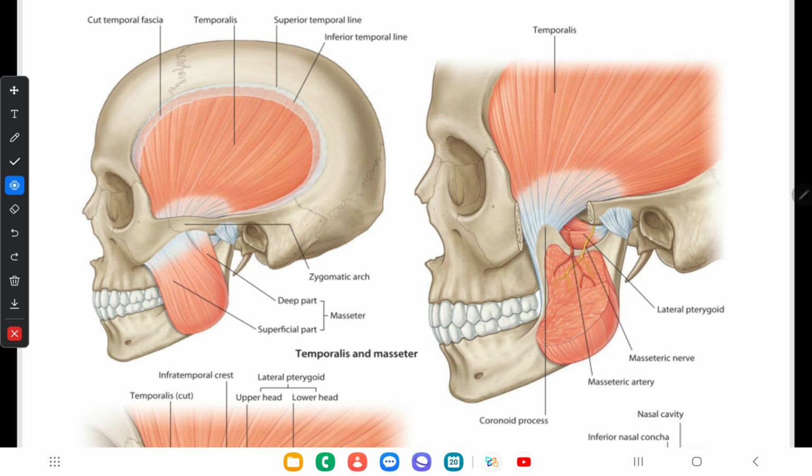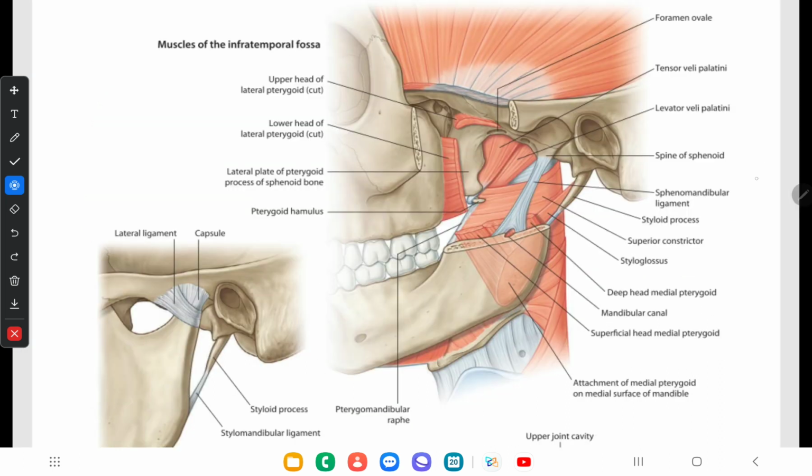Although the temporalis muscle is not a content of the infratemporal fossa, its insertion part, the tendon of the temporalis muscle, is a content of the infratemporal fossa. You can see clearly the tendon of the temporalis muscle here. Those are the muscles that belong to the infratemporal fossa. This sphenomandibular ligament is also a content of this fossa.